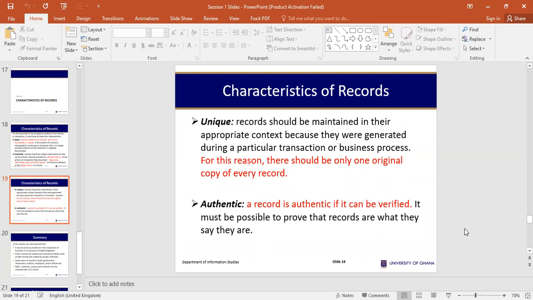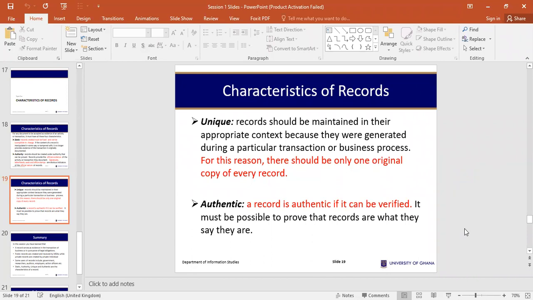So when you have files that are put in volumes, volume 1, volume 2, volume 3, volume A, volume B, you find that there's a relationship. Sometimes you are looking for some material on volume A or volume 1. You can't find it. You take volume 2 and you find it there, because volume 1 got full and they opened a second one and put that item there. So records should be maintained in the appropriate context because they were generated during a particular transaction or business process. And so you shouldn't mix them up. The moment you mix them up, the story changes.